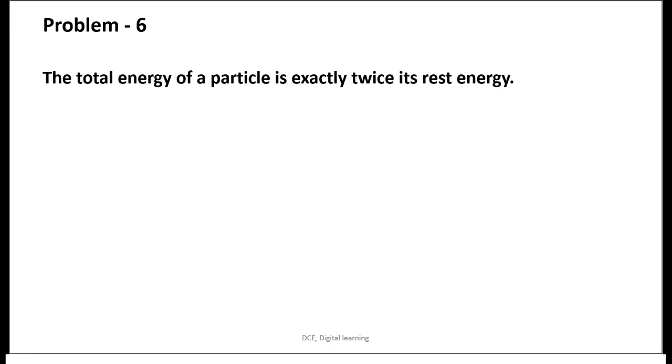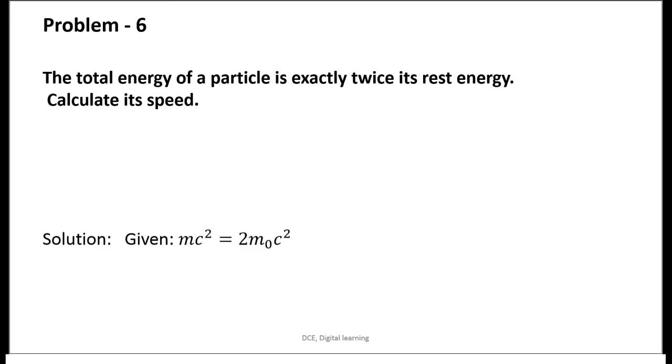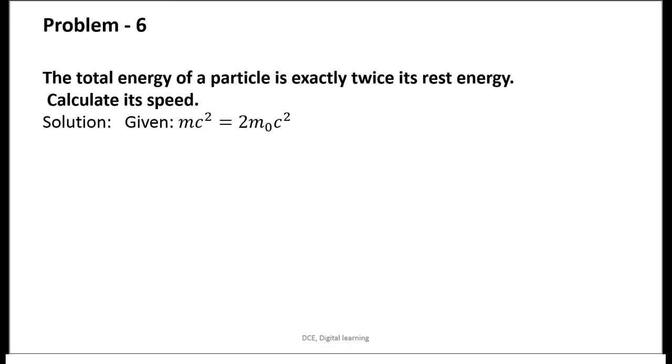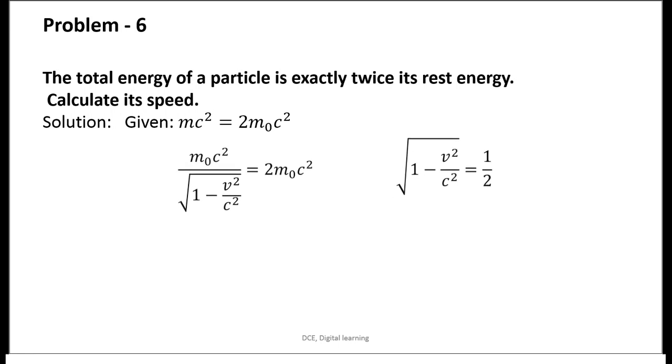Taking the sixth problem: the total energy of a particle is exactly twice its rest mass energy. Calculate its speed. So we need to calculate the speed here. The given thing is that the moving energy, or the total energy of the particle, that is m c square, is equal to twice the rest mass energy, that is 2 m naught c square. We need to calculate the speed of the particle.